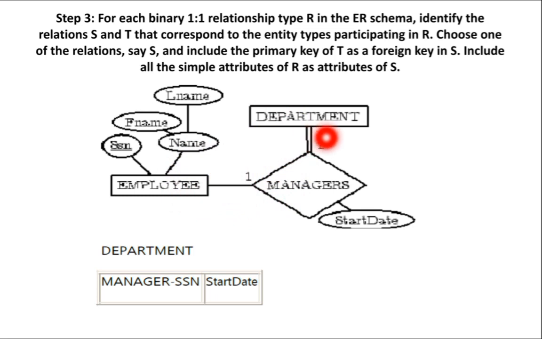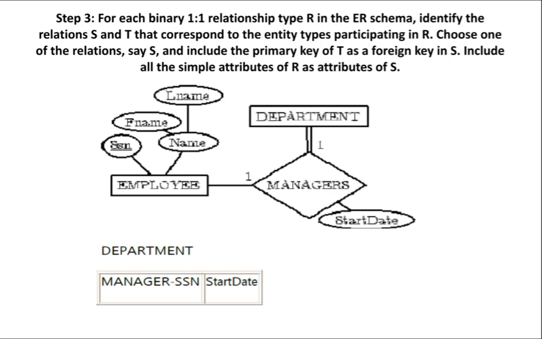Between that 1:1 relationship, one department should be managed by one manager. Remember, manager is also an employee. That's why manager is also an employee first. See, if you come across such a 1:1 relationship in an ER diagram, what you have to do is identify the relations S and T that correspond to the entity types participating in R. That is, choose one of the relations, say S, and include the primary key of T as the foreign key in S. Very simple.